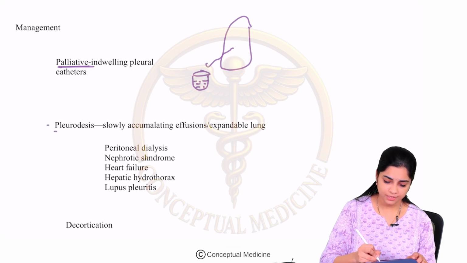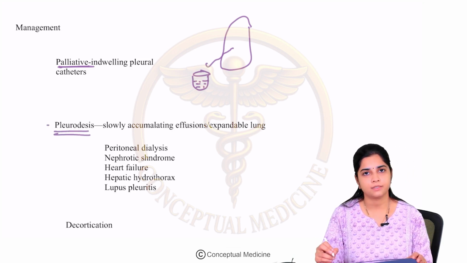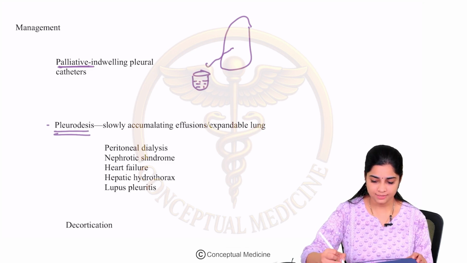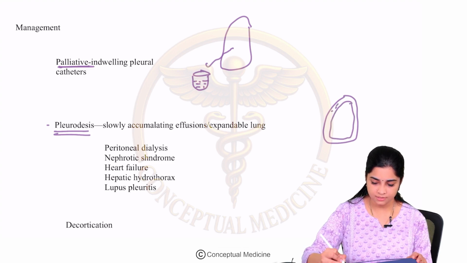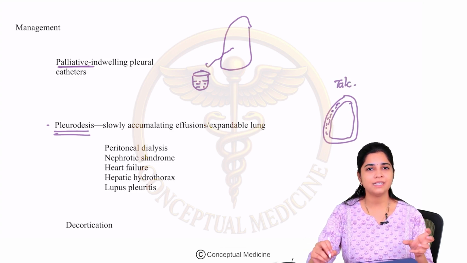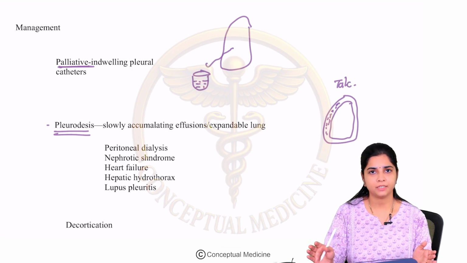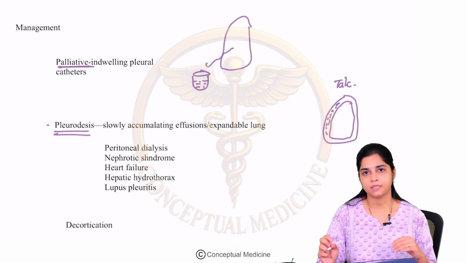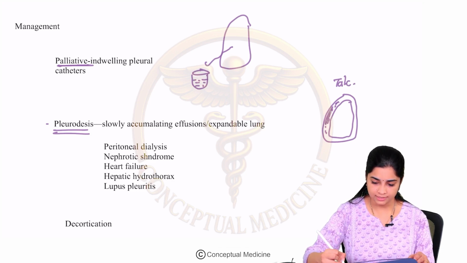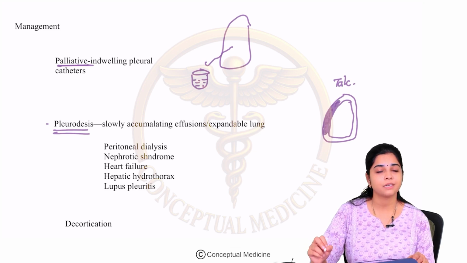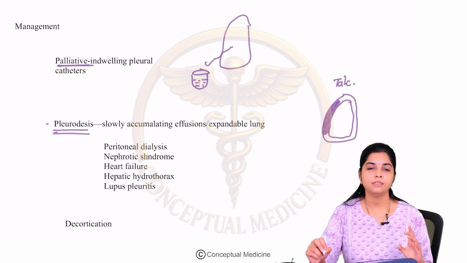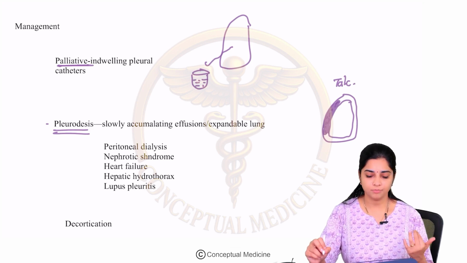The other procedure that we can do is something called pleurodesis. So pleurodesis basically means that you inject certain substances. Most often it is talc, which causes irritation and inflammation of the pleura, and this causes both the visceral and parietal pleura to stick to one another and it prevents the accumulation of fluid, and this is what we call pleurodesis, right? So this is a chemical pleurodesis.